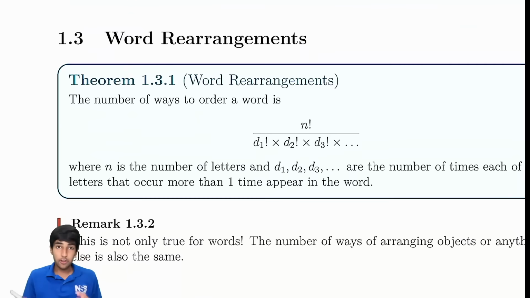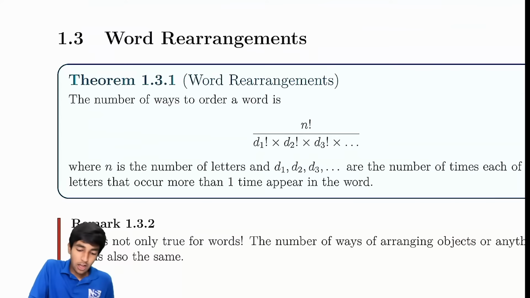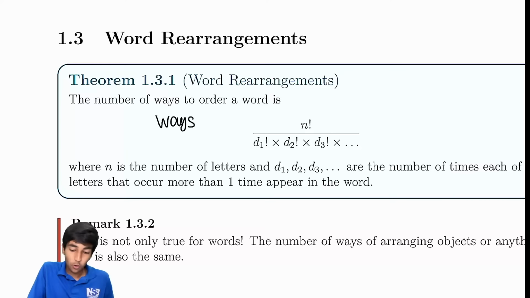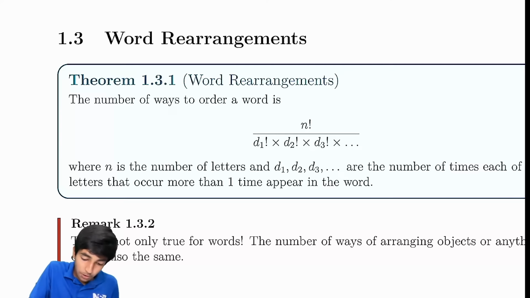Okay, now word rearrangements. Now this is actually super useful for beyond just words. So now let's say you have a word. Let's just say we have a very simple one, like "ways." It's just going to be 4 factorial, because we just have 4 distinct things. We rearrange them. But now sometimes we might have duplicates in our word.